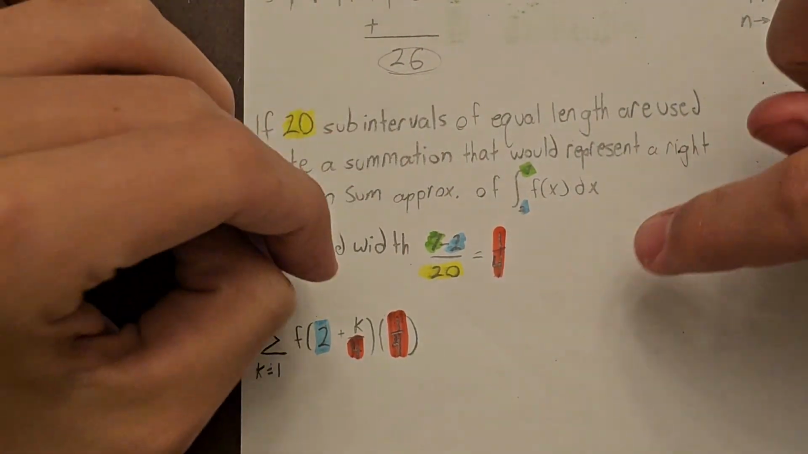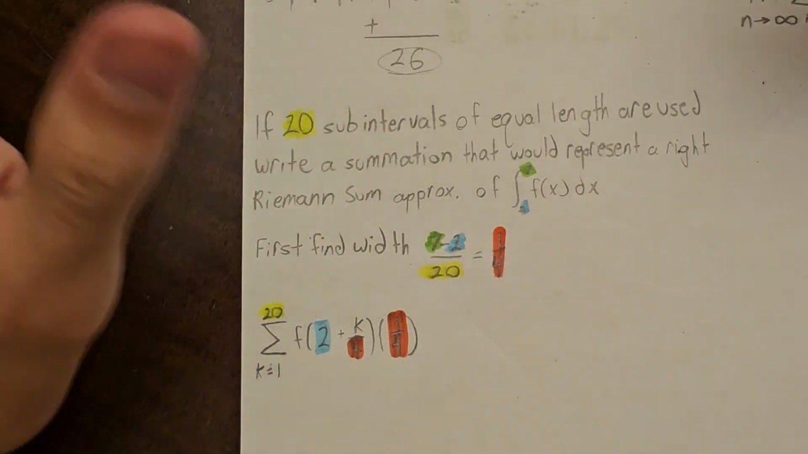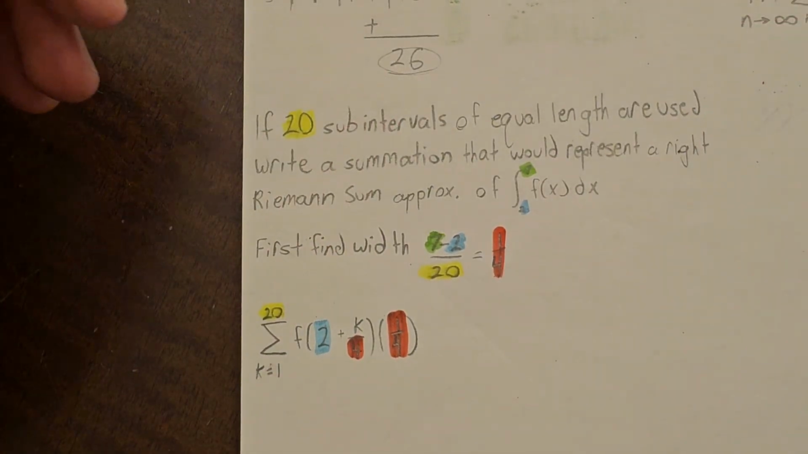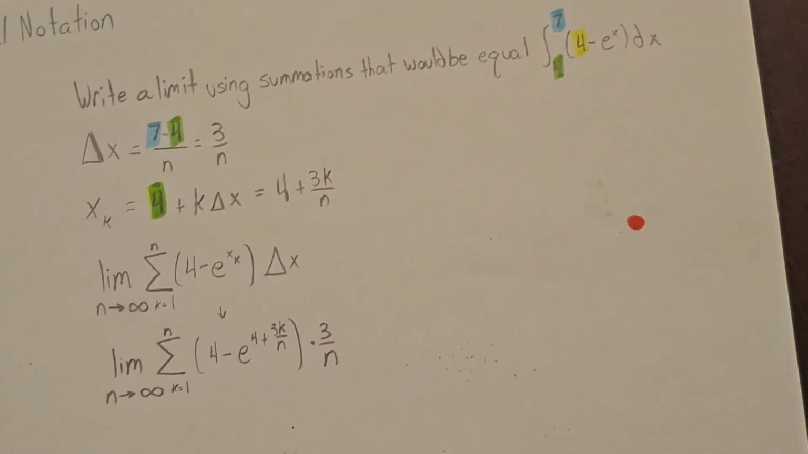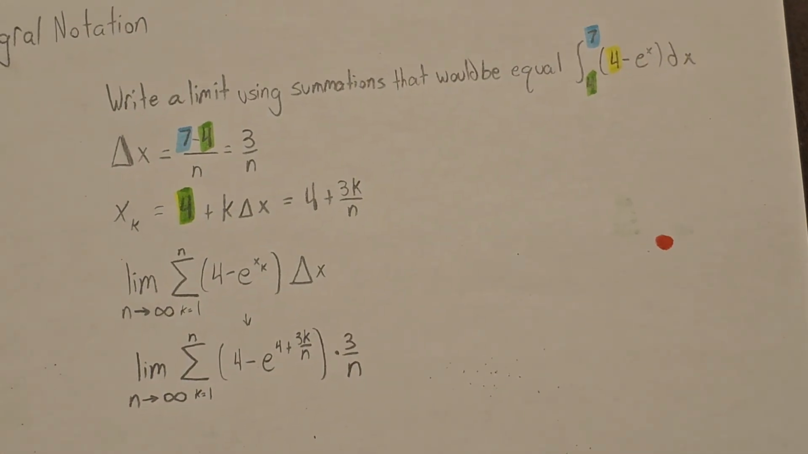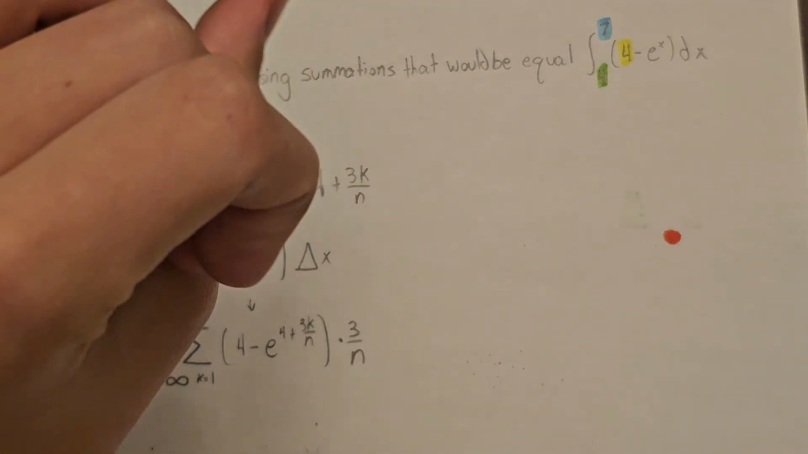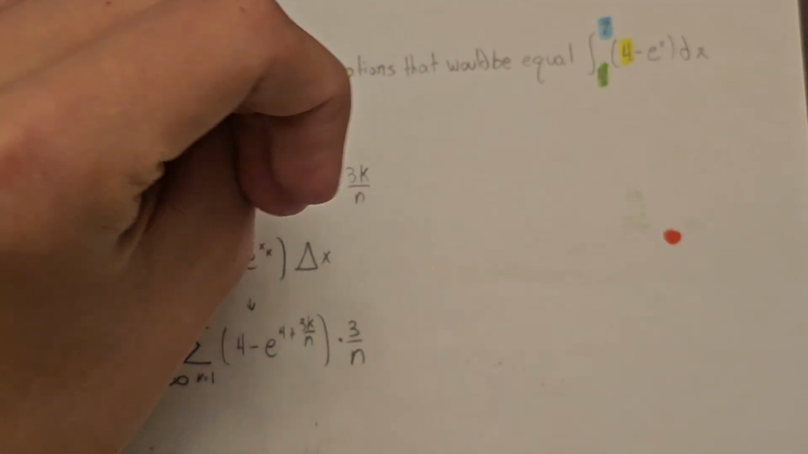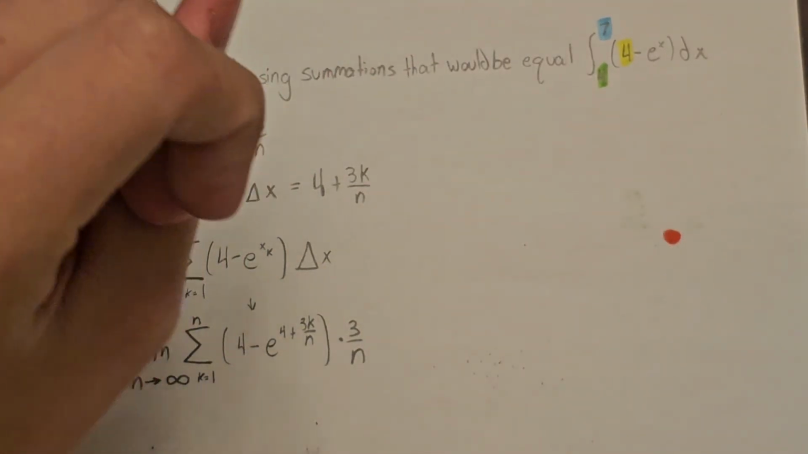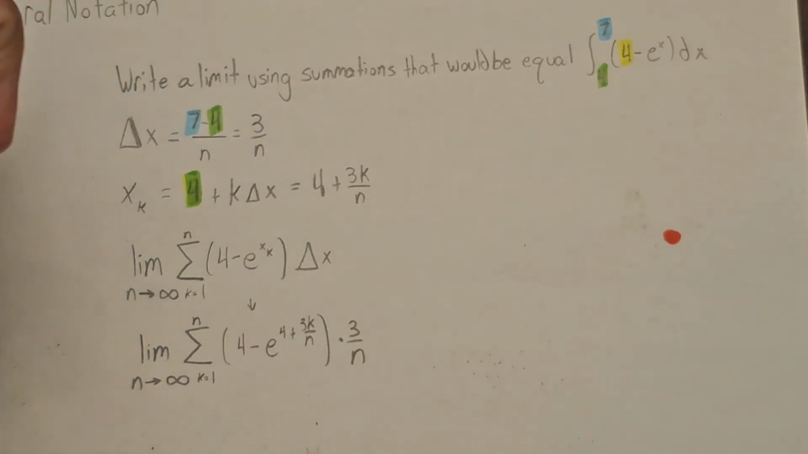That's all you have to do, but it's very important that you remember this whole idea of it, okay? Don't forget that. If that wasn't confusing enough, now we're going to take it a step further. Write a limit using summations that would be equal to the integral from 4 to 7 of (4 minus e to the power of x) dx.